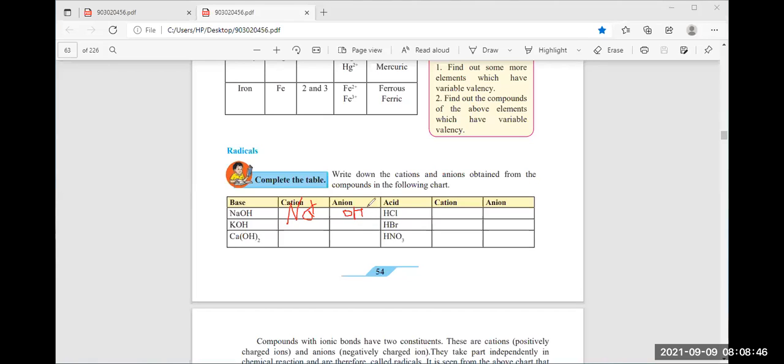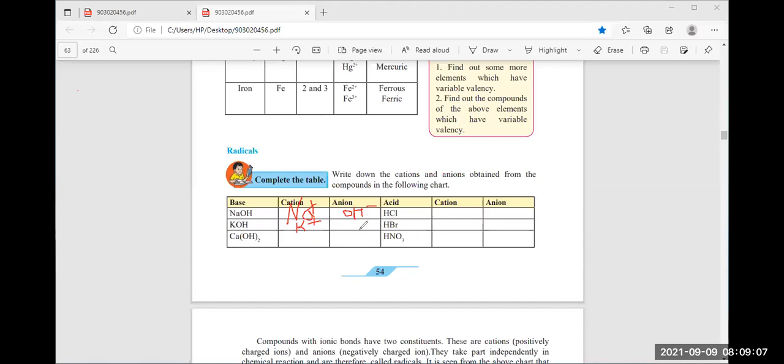Now here also KOH. Here it shows K plus and OH minus. About Ca(OH)2 also we will get the same, in sodium hydroxide, potassium hydroxide, and calcium hydroxide. These are the bases. Now here with HCl we got H plus and Cl minus.